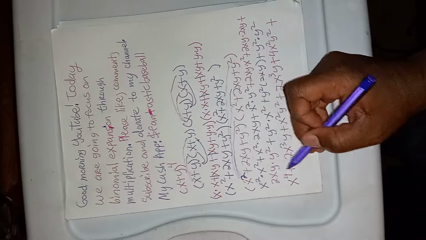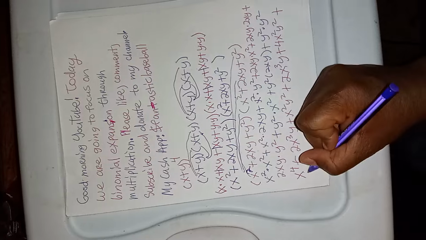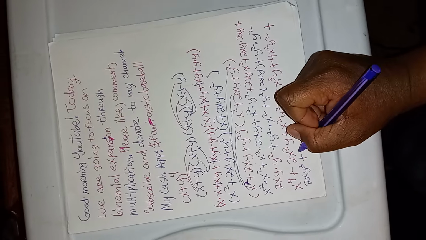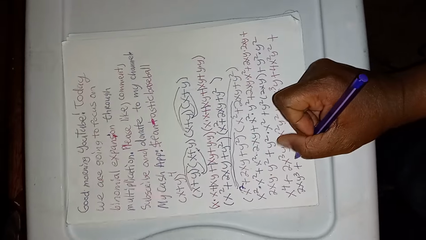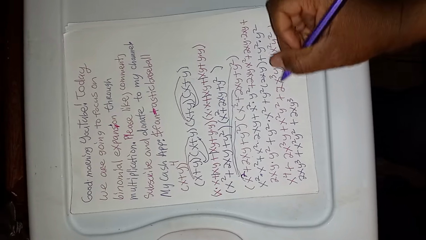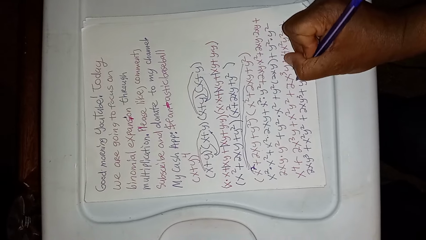Plus 2xy times y squared, so that's going to give us 2xy cubed, plus y squared times x squared, or you can flip that around because multiplication is commutative in this situation, so x squared y squared. Plus y squared times 2xy will give us 2xy cubed, and then plus y squared times y squared will be plus y to the fourth power. Okay, so let's have this marinate here.